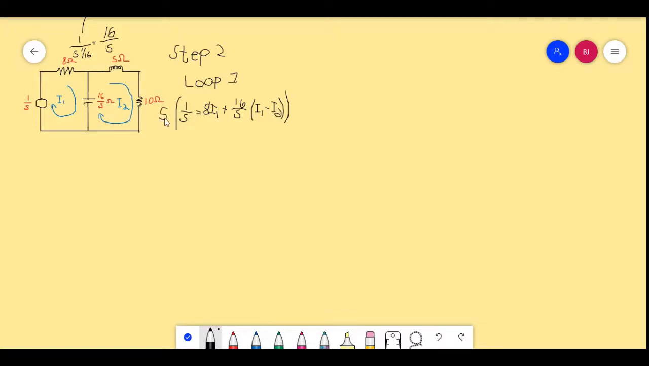So again, we multiply by S as we want to remove S in the denominator. So when we multiply this, this would become equal to 1. This becomes 8 I1 S. This one cancels out. So this would become 16 I1 minus I2.